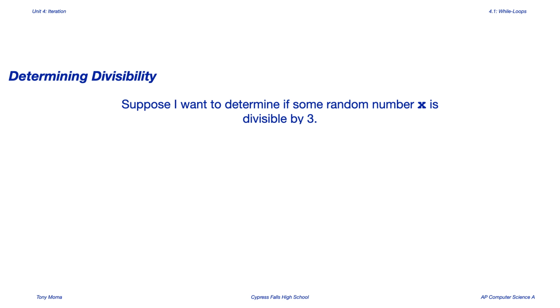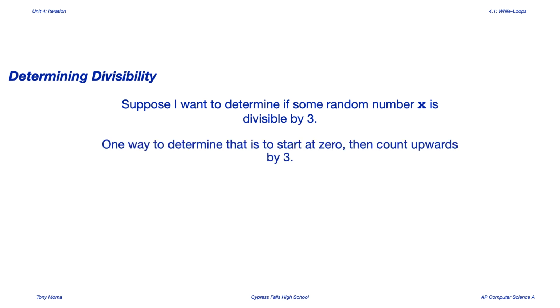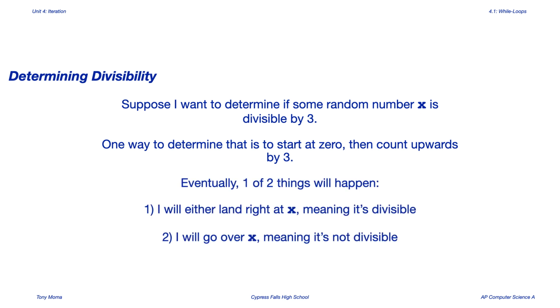Now, suppose I want to determine if some random number x is divisible by 3. Okay? One way to determine that is to start at 0, then count upwards by 3. When I do that, one of two things will happen. I'm either going to land right at x, meaning x is divisible by 3, or I will go over x, meaning it's not divisible. For example, I know that 9 is divisible by 3 because if I start at 0 and go up by 3, eventually I'm going to land right at 9.